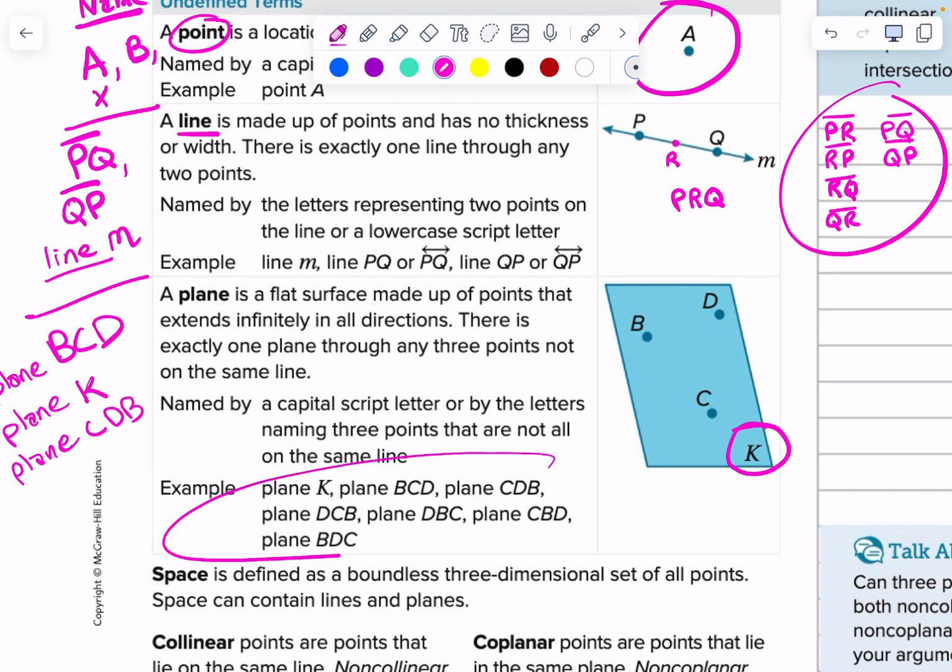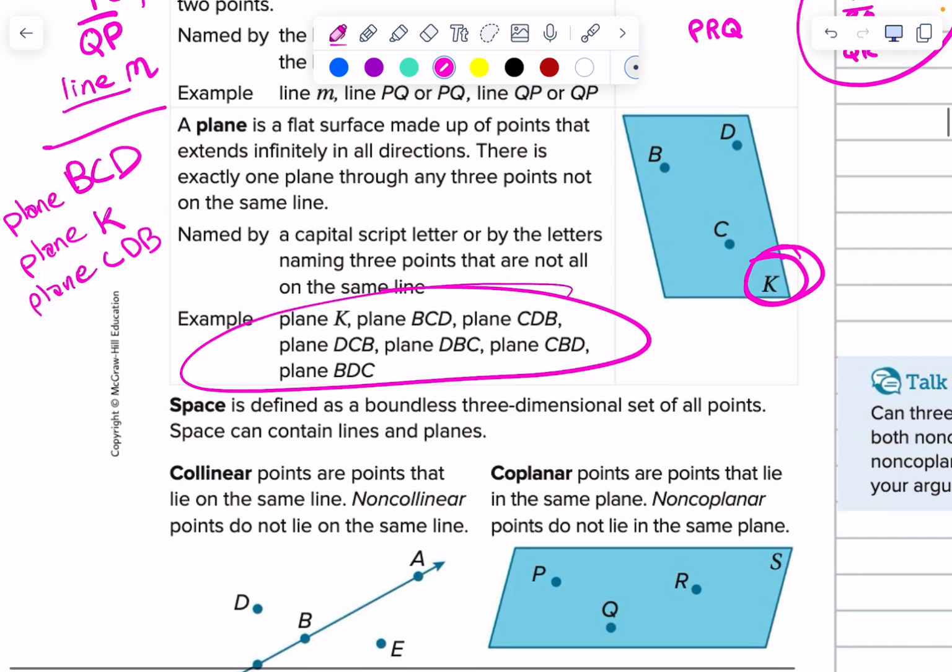Here are all your options right here. It doesn't matter what order you put them in, but that is a plane. It takes 3 points to make a plane, and you have to name it with 3 points or call it by the cursive letter, plane K. That is what it is. You could call it plane CBD, sure.